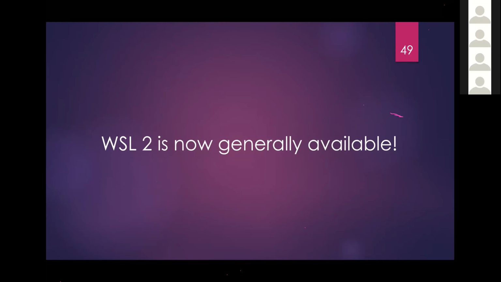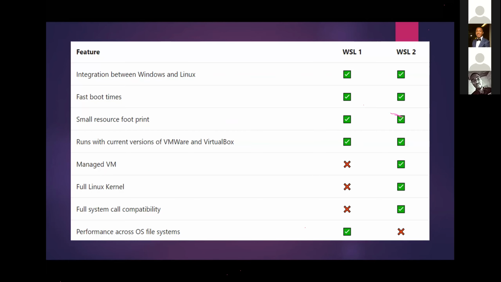One thing is WSL2 is now generally available. So WSL1 has been around for a long time, and now WSL2 is around. The difference between the two is shown here. They both give you integration between Windows and Linux, fast boot times, small footprint, and they run with VMware and VirtualBox. The main difference is WSL2 is actually a full VM. It's not a kind of VM where you're used to. Like, as I said, it has fast boot times and a small resource footprint, but it is still a VM, and that lets us ship an entire Linux kernel. So there were some applications which you couldn't run in WSL1 because they needed a full Linux kernel to run. Now you can run those in WSL2.